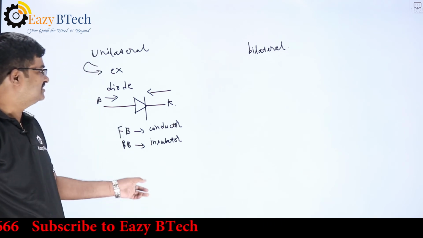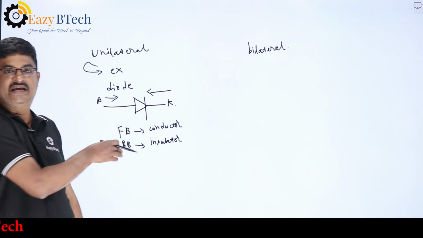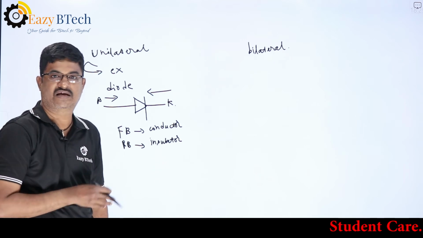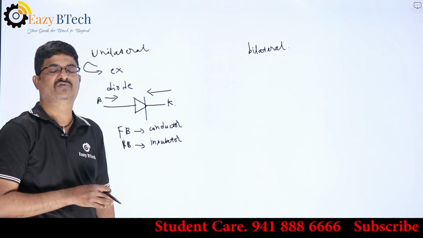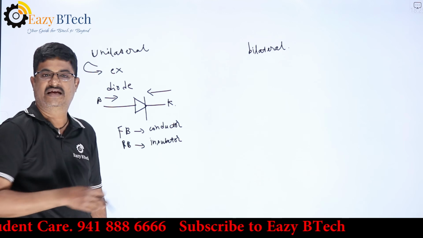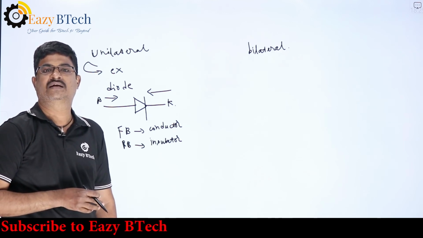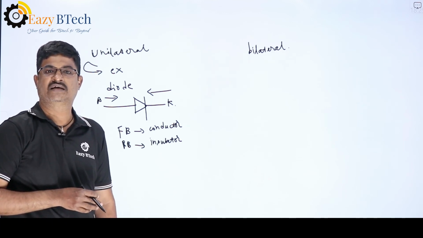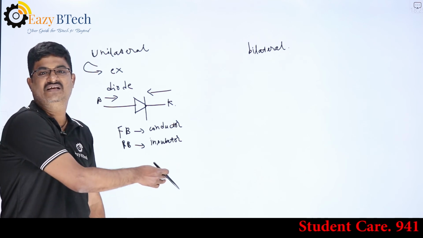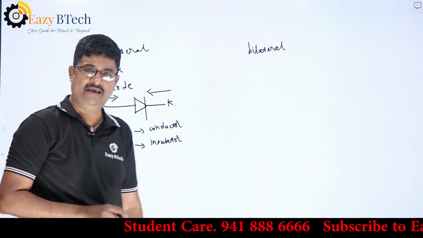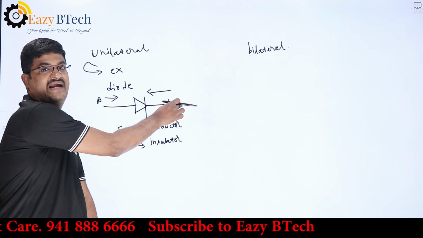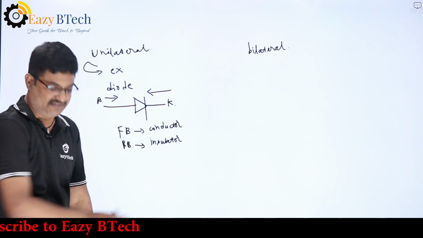The best example which I have given is the diode. In forward bias, it is allowing the current to flow and acting as a conductor. In reverse bias, it is not allowing the current to flow and is acting as an insulator. So simply by changing the direction of the current, its characteristic property is changing.